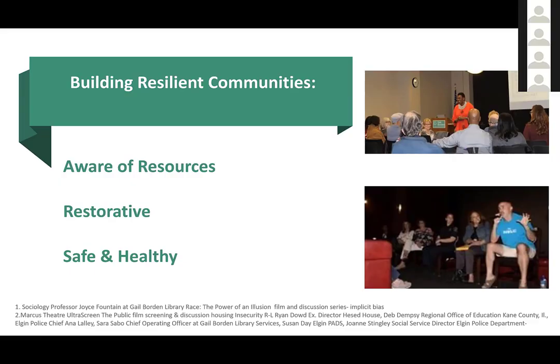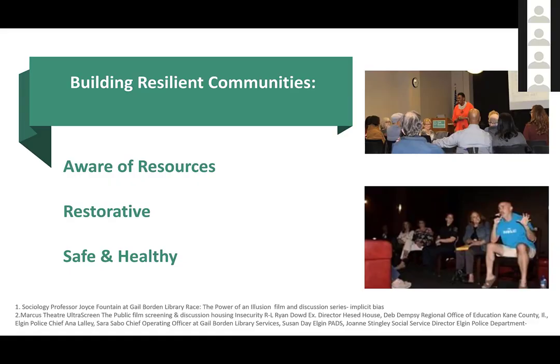So you'll see at the top is Professor Joyce Fountain from Elgin Community College. She's a sociology professor, and she ran our Race: The Power of an Illusion series that is part of the ECC Magic group that we help with planning. So we do programming at the college, they do programming with us at the library, and then below is Ryan Dowd, who Angela will talk about later. Of course, many of you know about homelessness in the library and his work at Hesed House in Aurora. I think he's been doing some live podcasting, so that's fun.